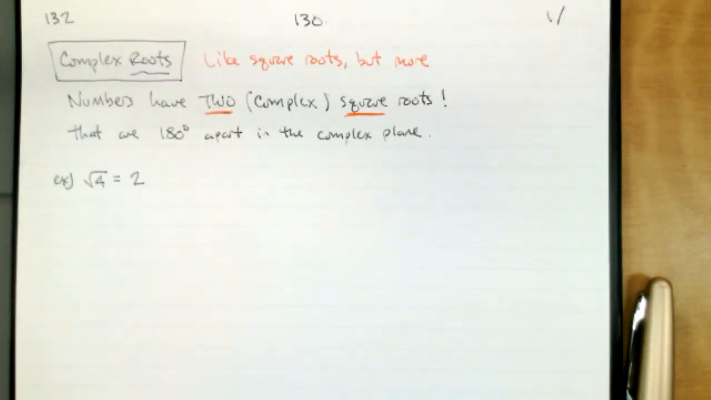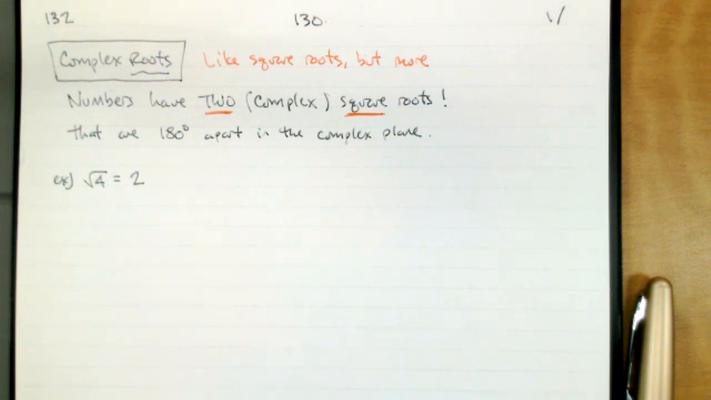Today we want to continue talking about complex roots. And that's why we had to have all those complex numbers and talk about polar coordinates. It's really going to come to land in complex roots. This is just going to be like talking about square roots, but more of it. So let's see how this is organized.